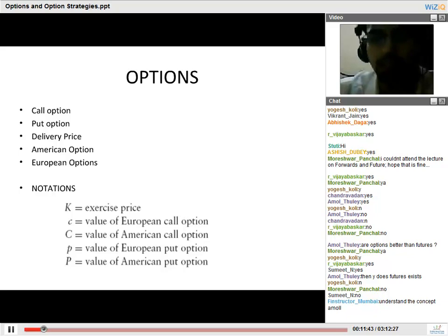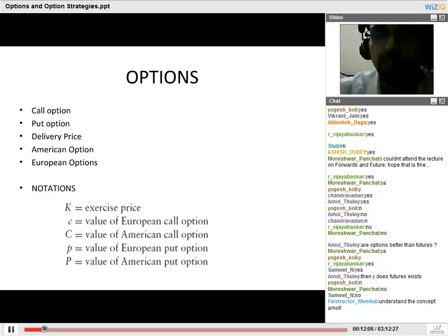Let's understand some of the terminology that we are going to use in this chapter. Call option is an option to buy the asset at a pre-decided price. Please embed this in your minds. Call option, right to buy. Put option is the right to sell at a pre-decided price. Put option, right to sell.